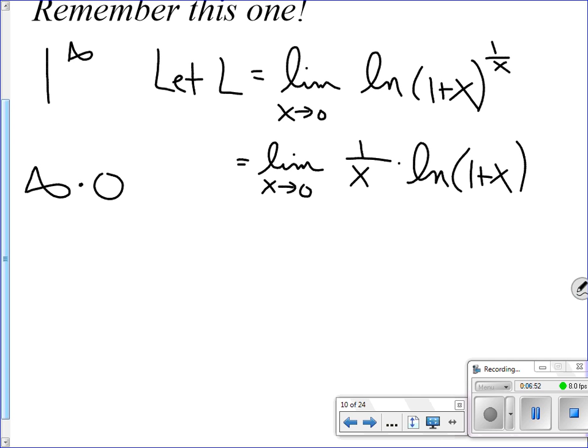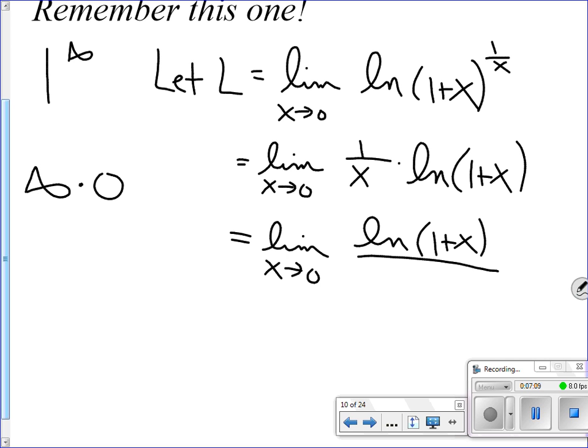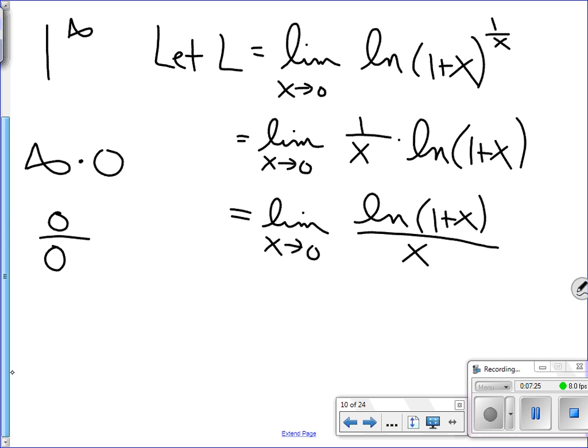So now we're going to rewrite it as a quotient. This is equal to the limit. You'll leave the ln on, and it's going to be over x. Divide by the reciprocal of the other factor. So this time it's 0 over 0. Okay. Now that we have 0 over 0, that's our third indeterminate form so far. We still don't know what this is, but now we can do something about it.